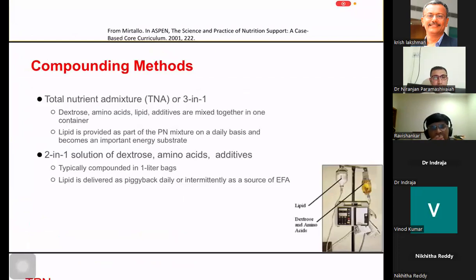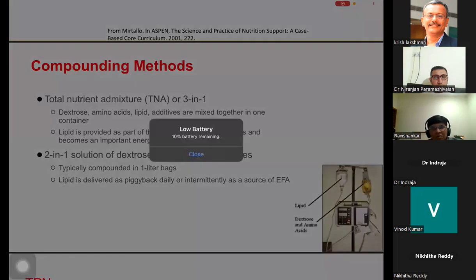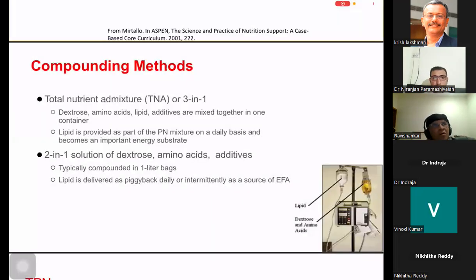The compounding methods, which means the combination of material in total nutrient admixture, will provide dextrose.